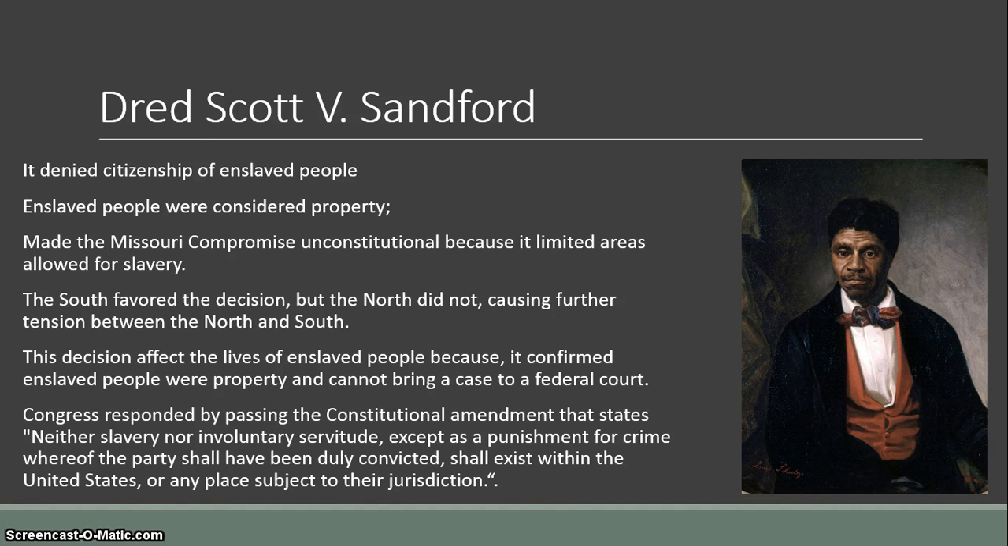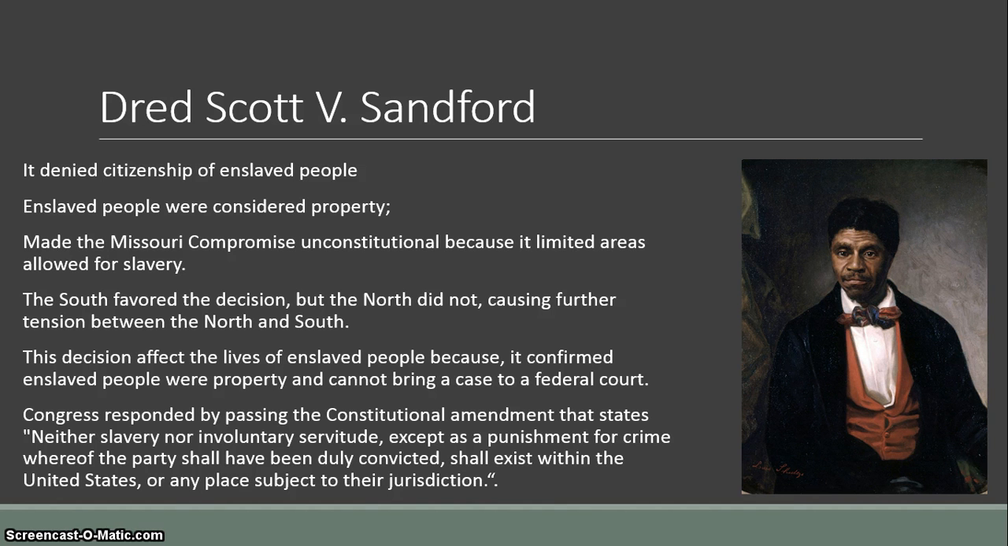Before this point, remember, America was divided. You had free states in the north, slave states in the south. But this Supreme Court case declared that all enslaved people were considered property, so there was no free state. And it basically made the Missouri Compromise unconstitutional because it limited the areas allowed for slavery. It was unconstitutional because slaves were property, and because slaves were property, there were no free states.